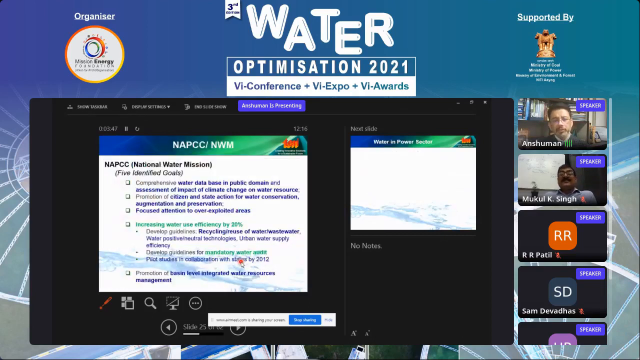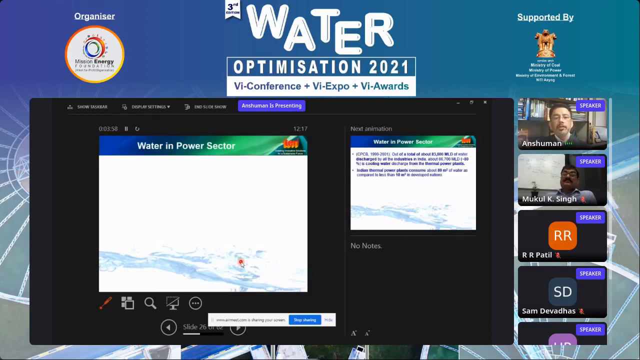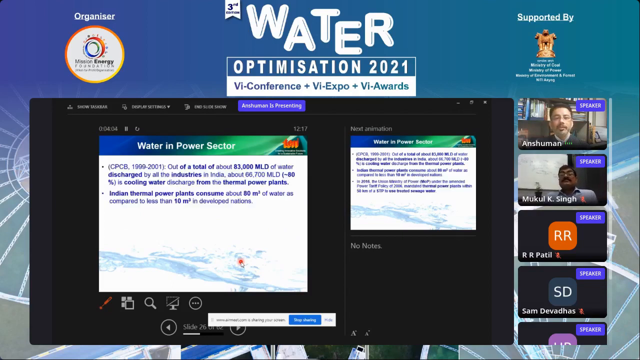We have the water mission, which identifies increasing water efficiency as one of its goals through various interventions, including recycled reuse of wastewater and conducting mandatory audits. For those of you who may not be very versed with the water and power sector, what is known already is that we have a significant volume of water discharged by industries, and out of that, roughly around 80% is the cooling water discharged from the power plants.